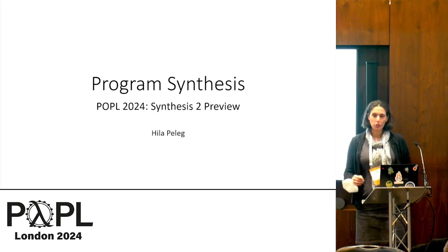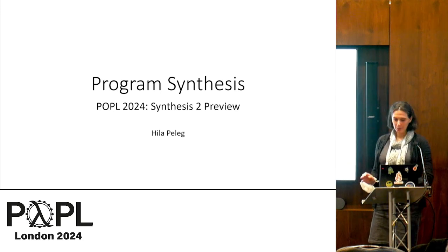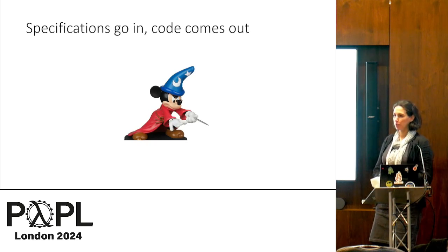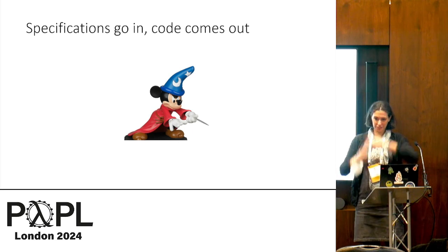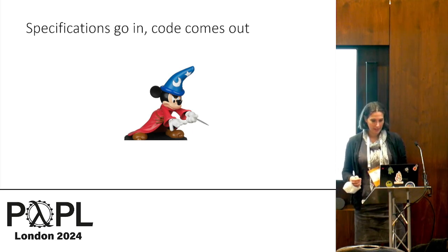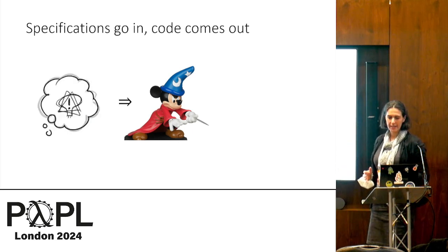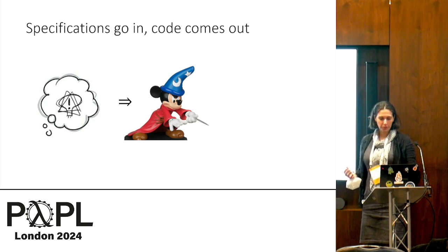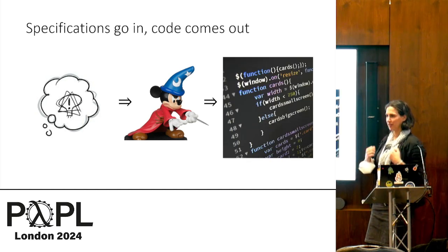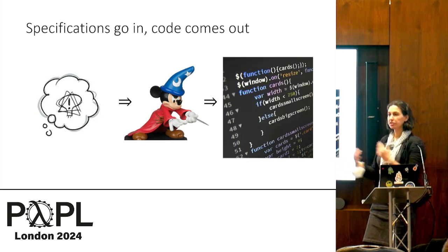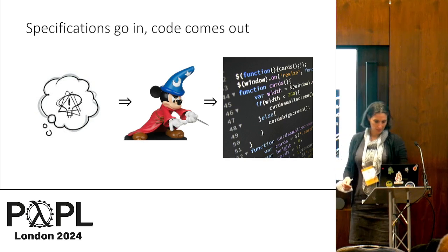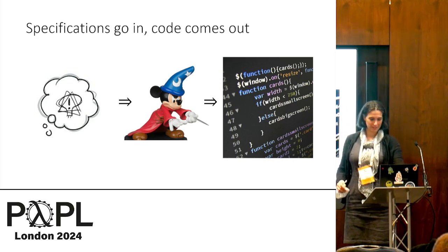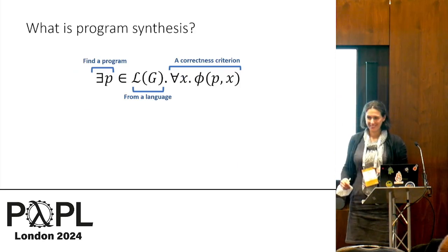So I should probably start by telling you what synthesis actually is. A synthesizer is a magic box, as we have many of those in PL. And it's a magic box that takes in some way to express what you would like code to do, and hopefully outputs that code, or some code that is that. But we're at POPL, so we don't like diagrams like this. We like diagrams that look a little more like this.